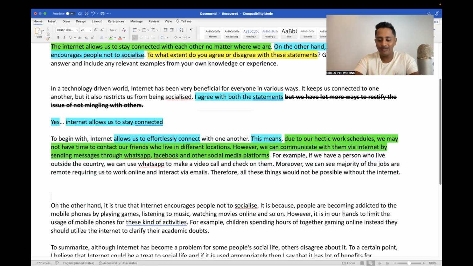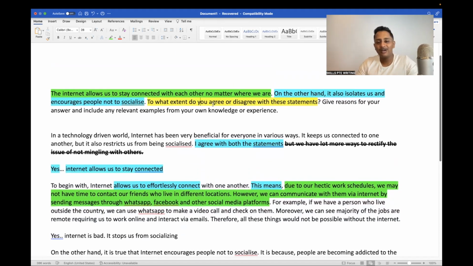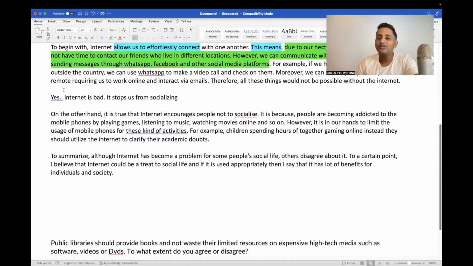What she has to prove? Yes. Internet is bad. It stops us from socializing. The question is tricky. You need to agree. When you agree, you're agreeing for this also and this also. So third paragraph, she has to prove why internet is bad. It stops us from socializing. She has to prove this.